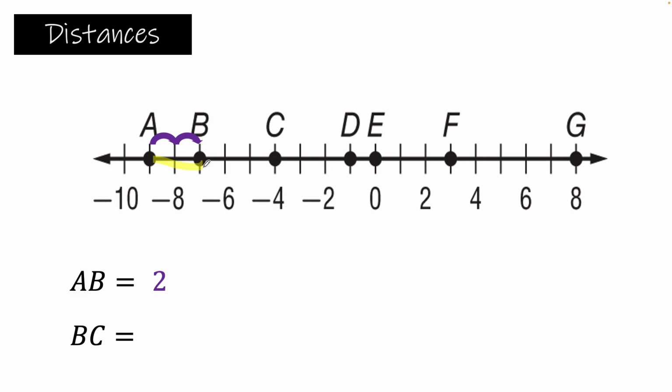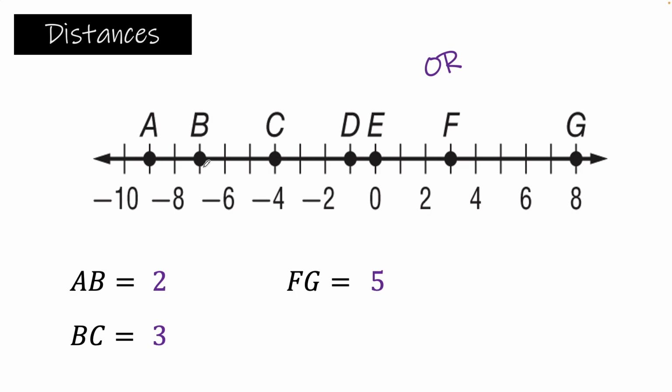What about BC? I can count again. 3. Okay, ready for another one? FG. Okay, let's count. I know you're pretty good at counting. That's 5. But as these points get farther and farther apart, you can't always see the number line. You can't always plot it on the number line.